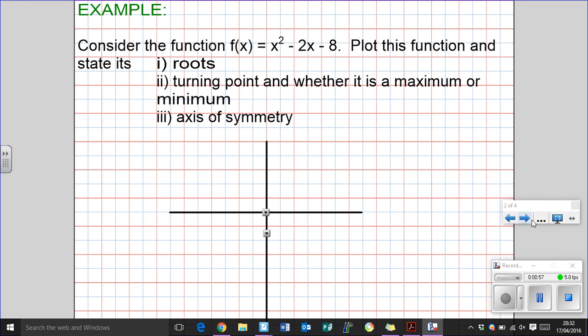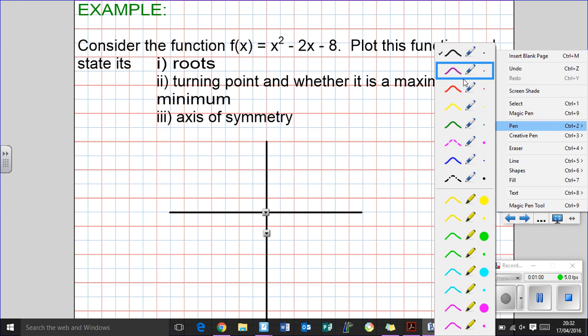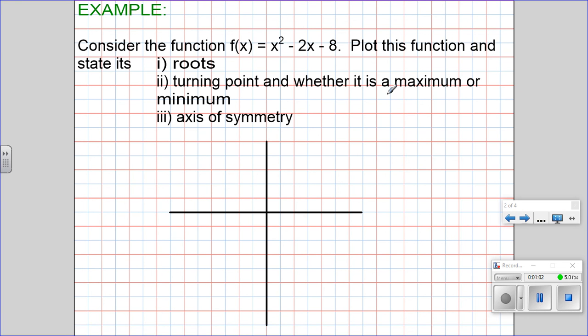Okay, so if I go and get my pen, we've got the function f of x is equal to x squared minus 2x minus 8, and I want to generate some values that I can substitute in and plot. So let's go with 0. Okay, so 0 into f of x would give me 0 squared minus 2 times 0, which is 0, minus 8. So that one is coming out at negative 8, and I can plot 0, negative 8.